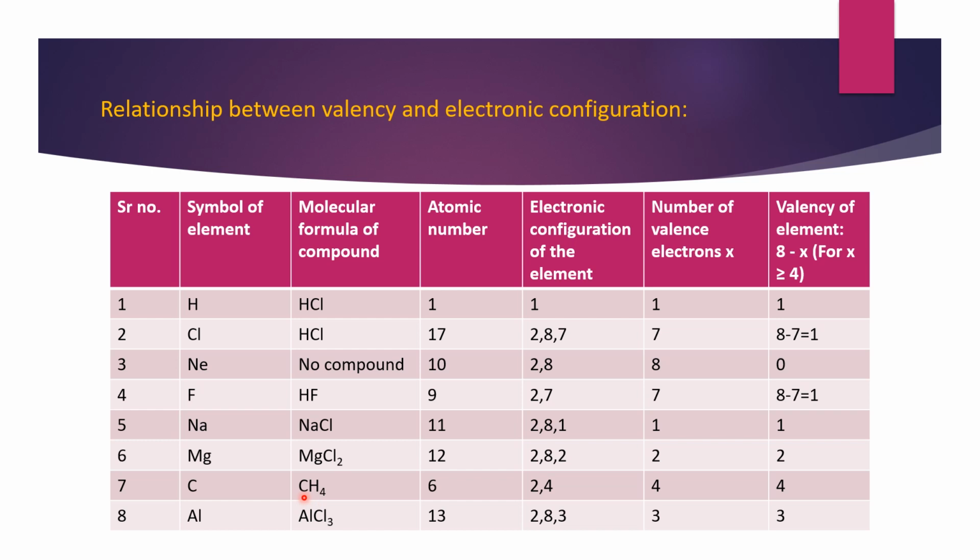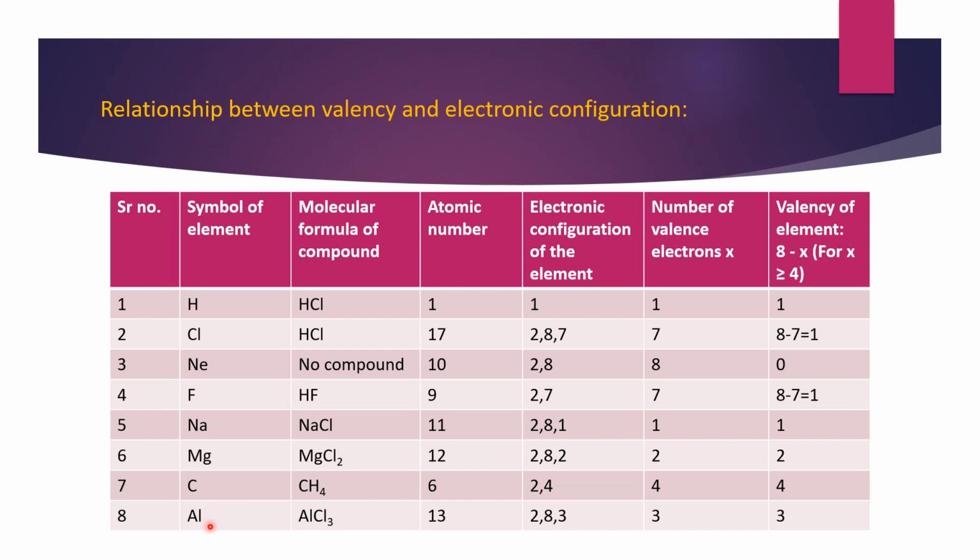CH4, what is CH4? It is methane. So we are discussing carbon here. Atomic number is 6. Electronic configuration is 2 and 4. The number of valence electrons in the outermost shell is 4. So 8 minus 4 is 4; we just take it as 4. That's why carbon has valency 4, and hydrogen has valency 1. So the compound is CH4. Here it was 2, MgCl2. Here it was 4, CH4.